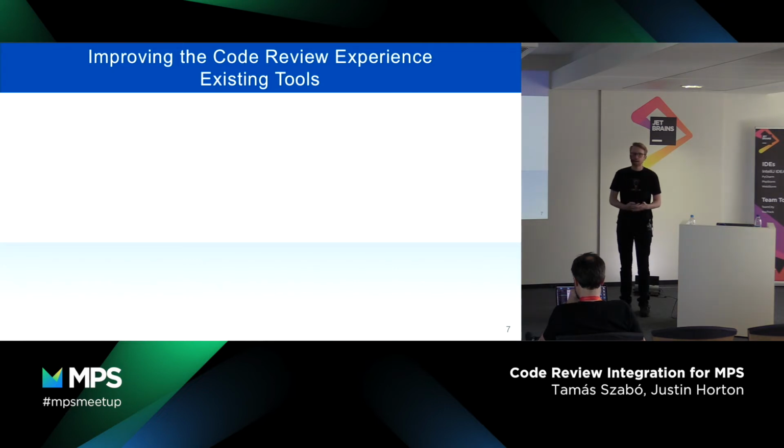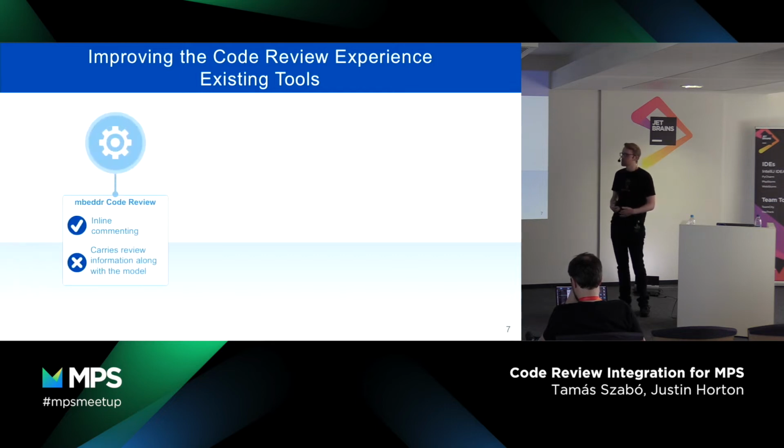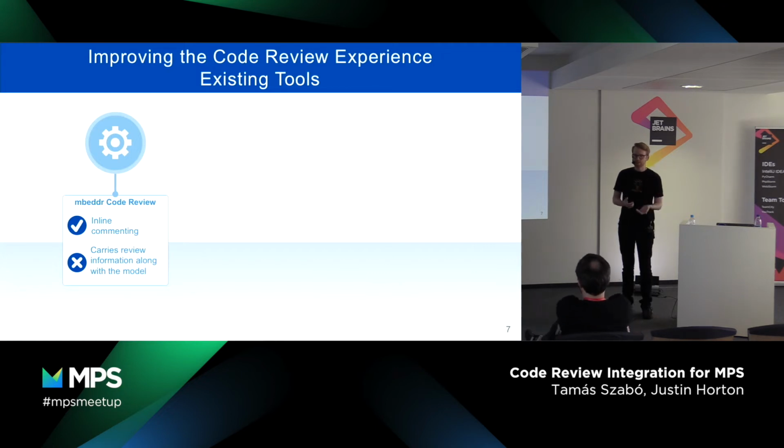And so we started looking at what existing tools are available. And first we looked at the embedder code review tool. And what we liked about this tool is that it allowed inline commenting within the MPS editors. However, what we didn't like is that it stored that review information along with the model itself. So for our pull request-based workflow, that would mean that reviewers would have to make changes to the model, commit that to the pull request branch, and the developer would have to pull in those changes to have that review information reflected in their own copy of the branch.